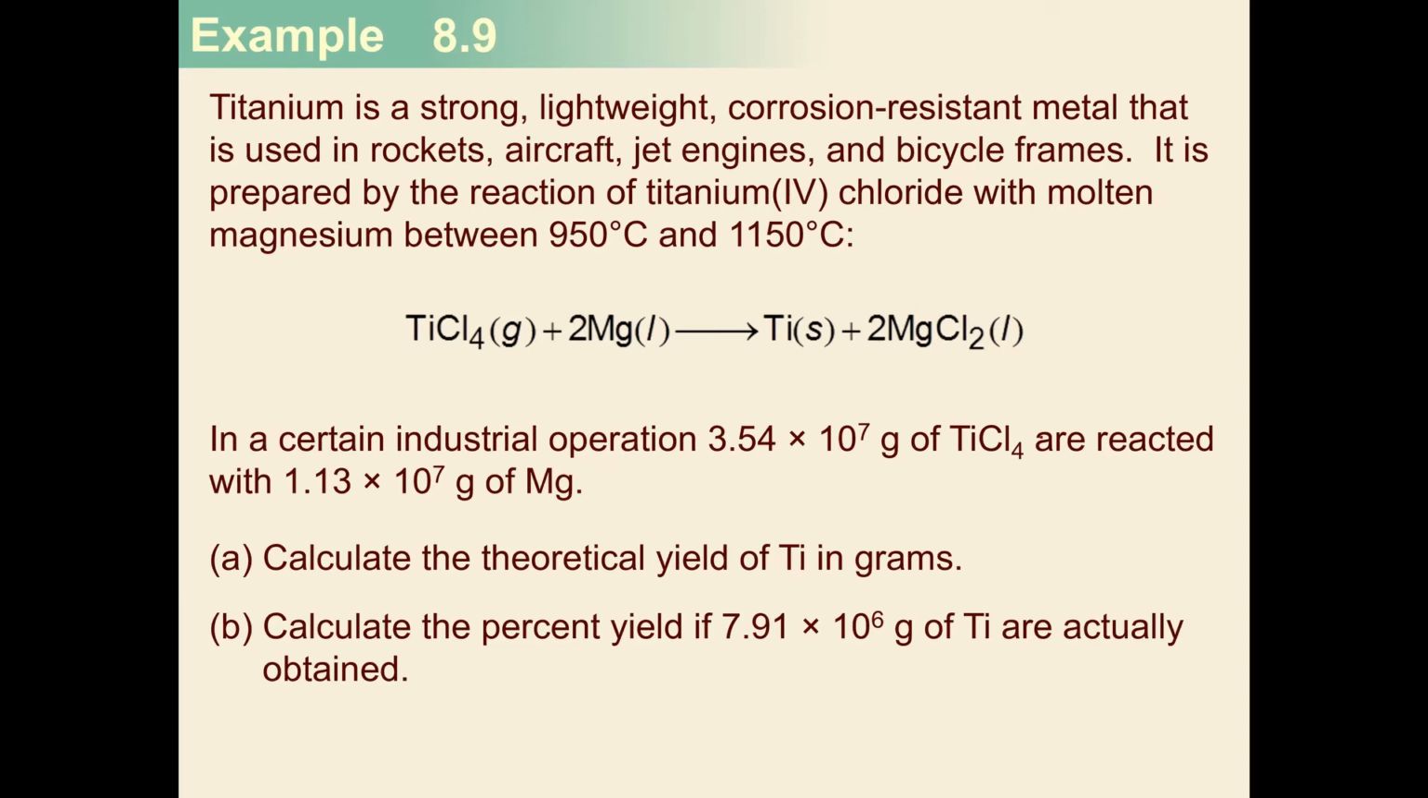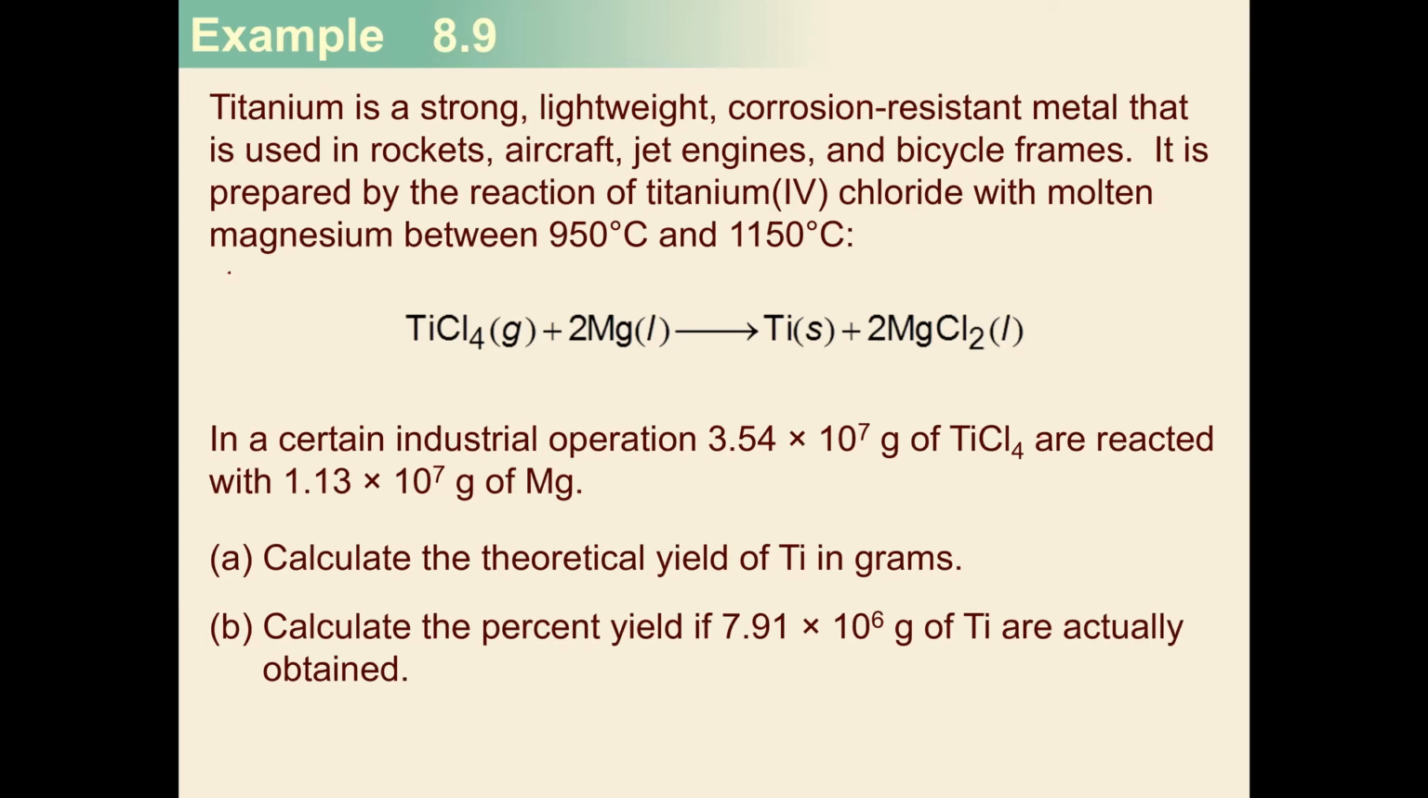So the first thing that we need to do is go out and calculate the theoretical yield of the titanium in grams. Seeing that you're given masses of both reactants, you are probably going to have to do a limiting reagent problem to start off this exercise. So let's go ahead and do that first.